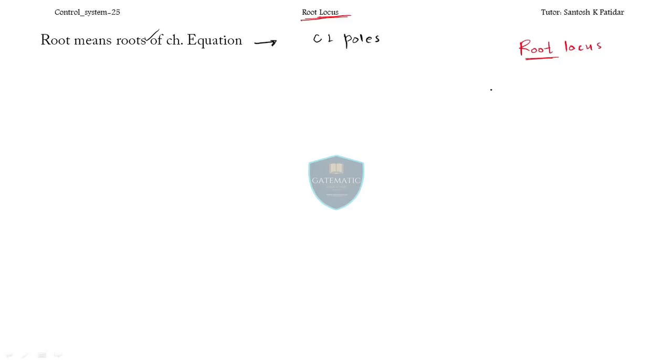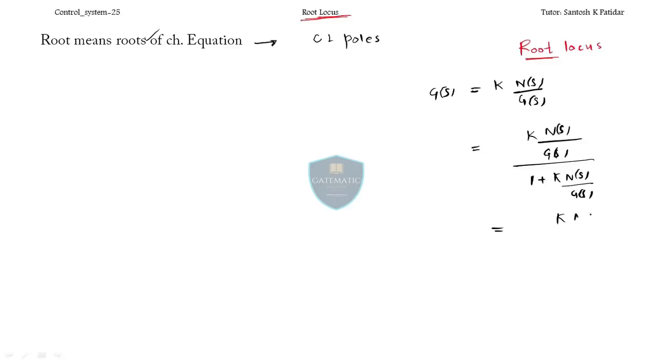Isn't it? See, if you have this as your open loop transfer function, suppose, or let's take the forward path gain G(s). What will be the closed loop if unity feedback is given? It will be G(s) divided by 1 plus G(s). So finally, N(s) divided by 1 plus G(s)N(s). This is nothing but the characteristic equation.